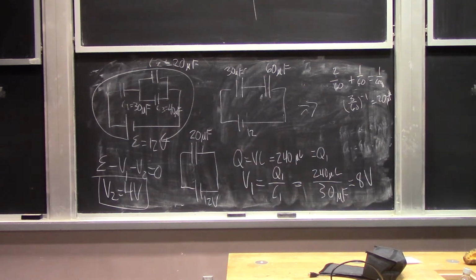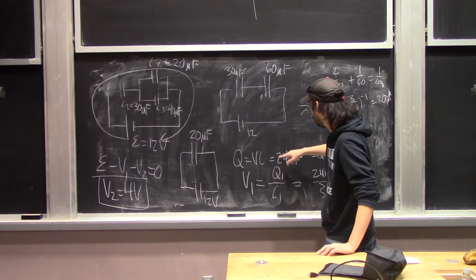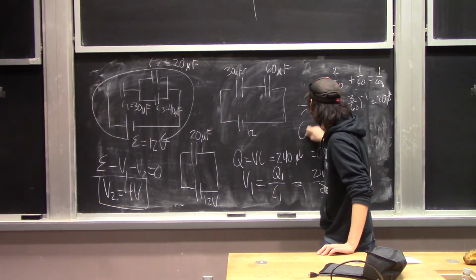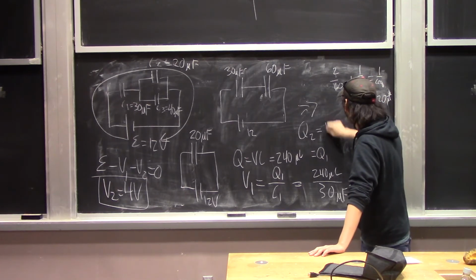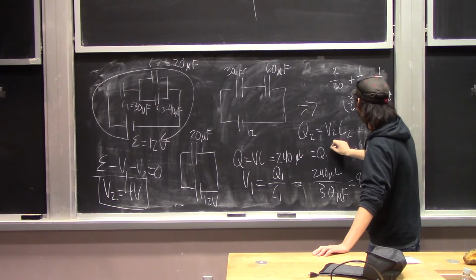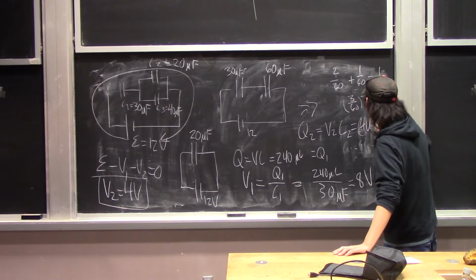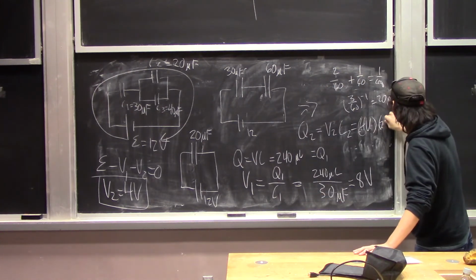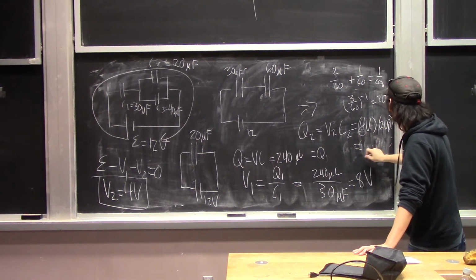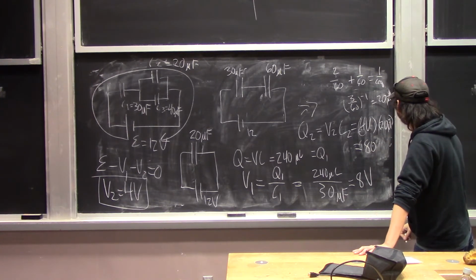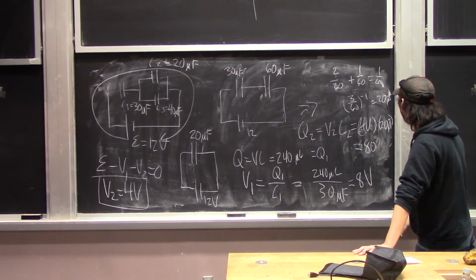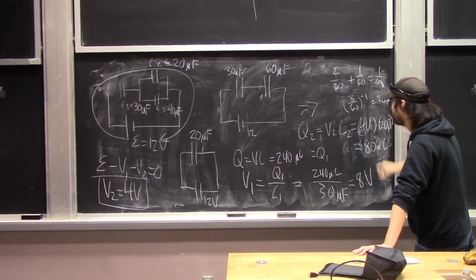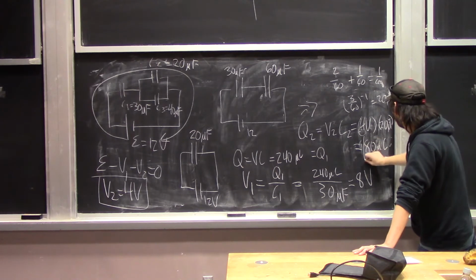So now that we have V2, we can find the charge on C2, because V2 is equal to Q2 over C2, or Q2 is equal to V2 times C2. So this is going to be 4 volts times the capacitance here, which is 20 microfarads. This is going to give us 80 microcoulombs. Did I do that right? Yeah, this looks good.